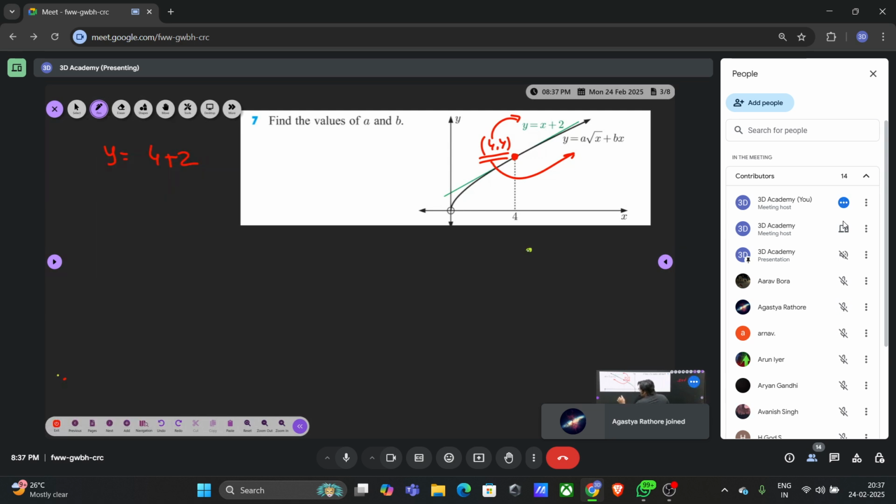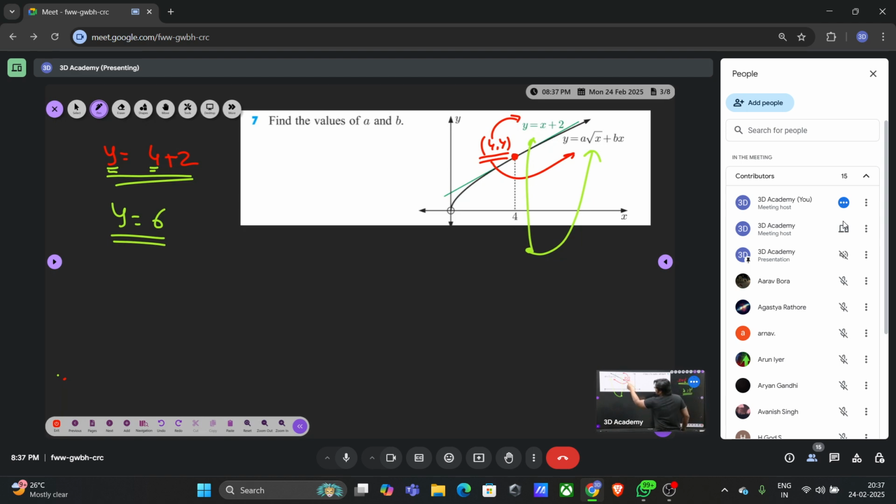So what is the point I'm telling you? If the curve and tangent, or the curve and normal, share a common point, that point will satisfy the equation of the curve or the equation of the tangent, as well as the equation of their differentiations. Okay? So the first point is (4, y). At the place of x I wrote 4, and the value of y is coming 6. It means this coordinate is nothing but (4, 6). Yes or no?